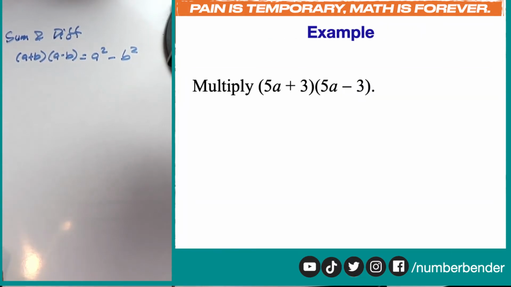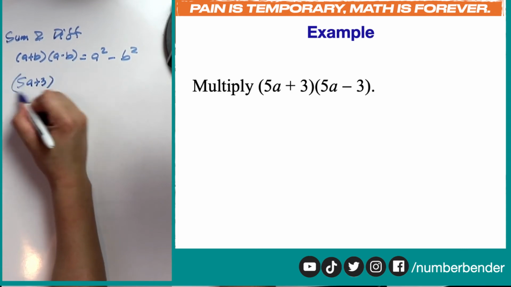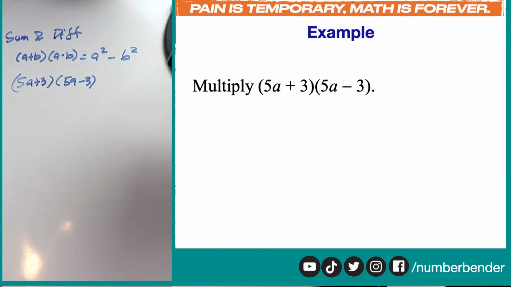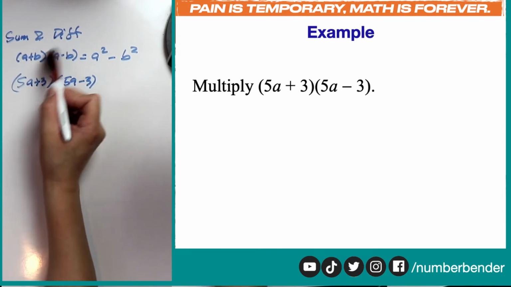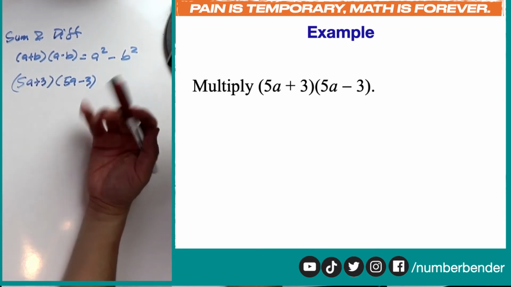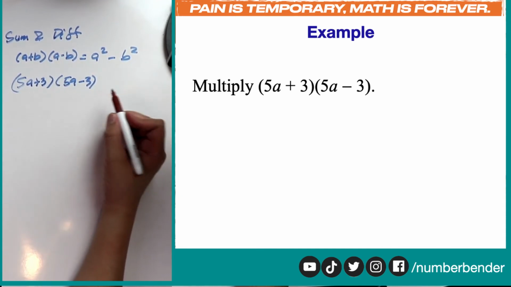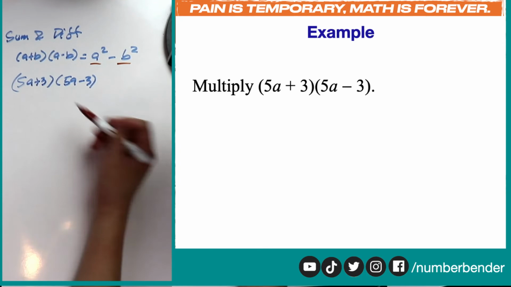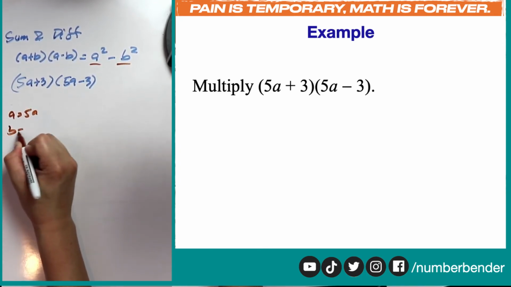So let's see if we can multiply 5a plus 3 times 5a minus 3. Now, the first thing that you need to do is to check if these binomials qualify as the sum and difference of two binomials. And yes, it is the same pattern as a plus b times a minus b. So that means our product will simply be a squared minus b squared, the square of a and the square of b. And in this case, a is equal to 5a, b is equal to 3.